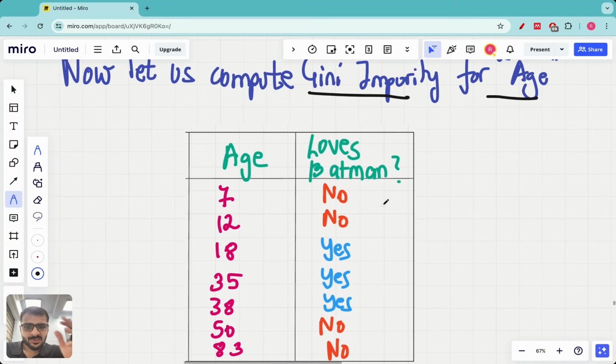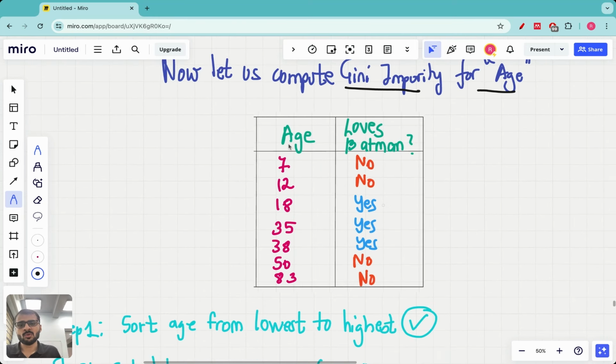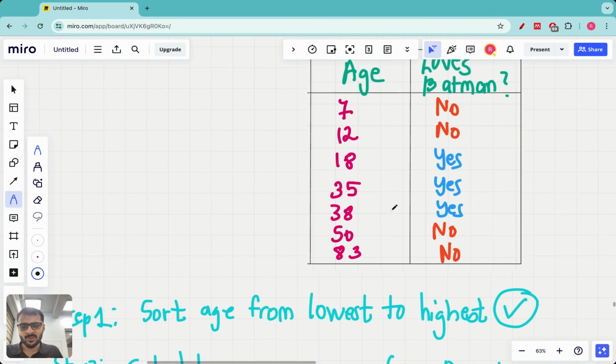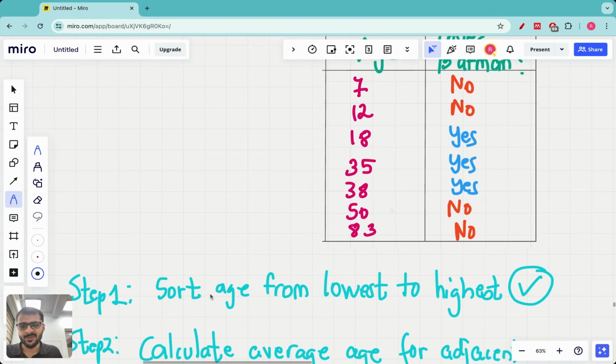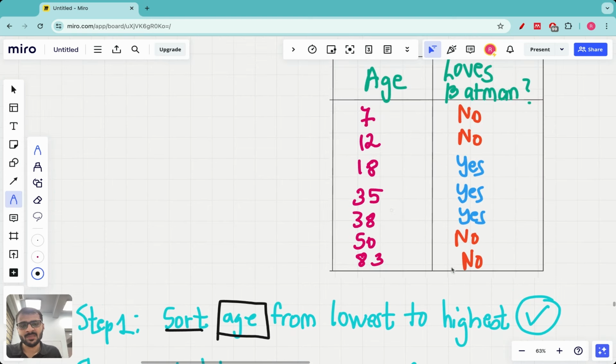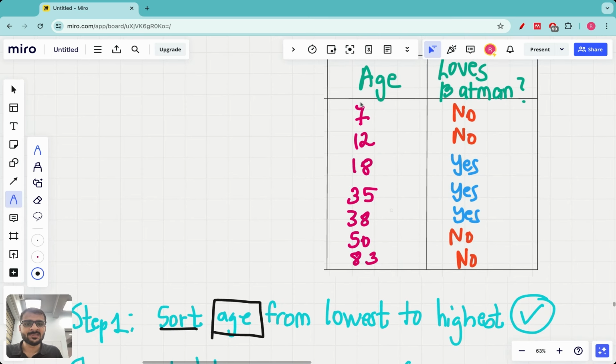Let us just focus on age right now. If you look at the age column, it's 7, 12, 18, 35, 38, 50, and 83. We have also documented whether the person loves Batman or not. So it's two no's, three yeses, and two no's. Great. The first task when you are given a numerical feature like this is to sort that numerical feature from the lowest to the highest.